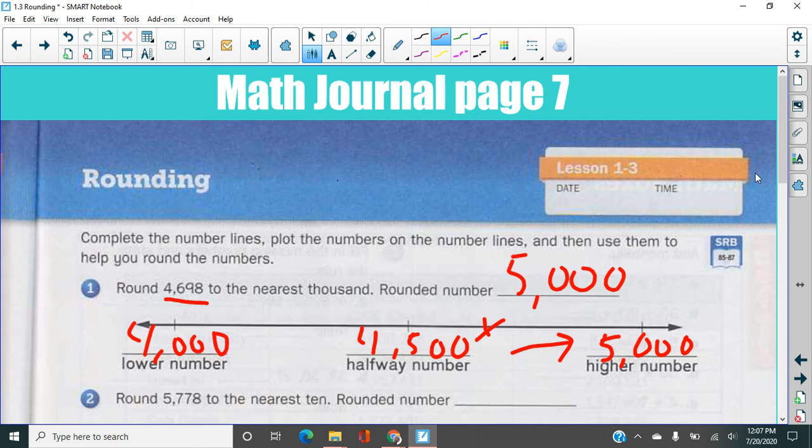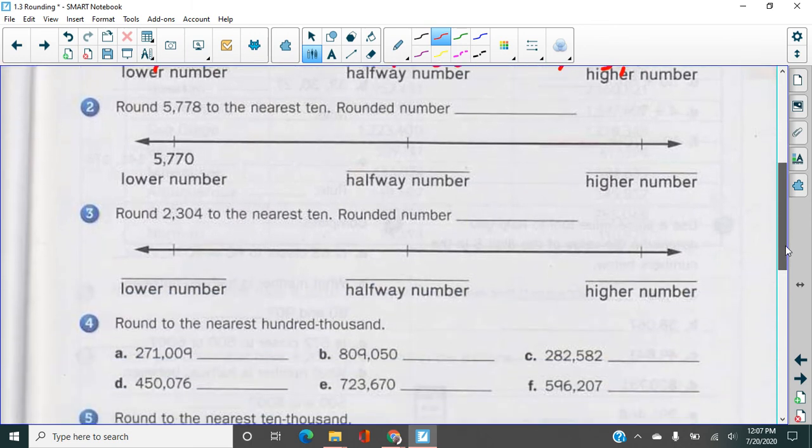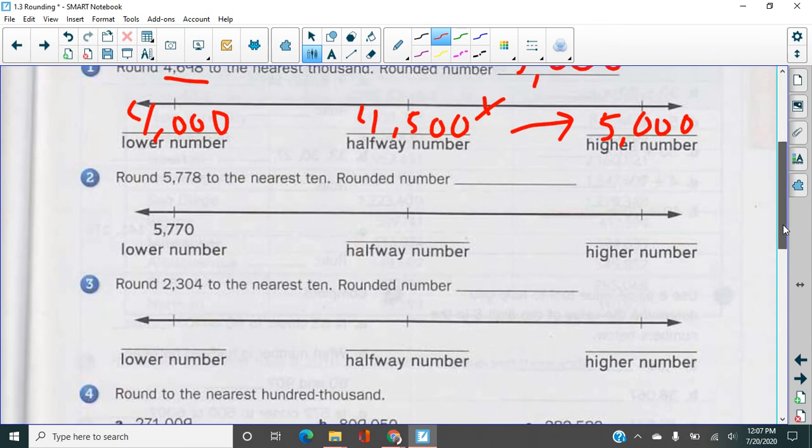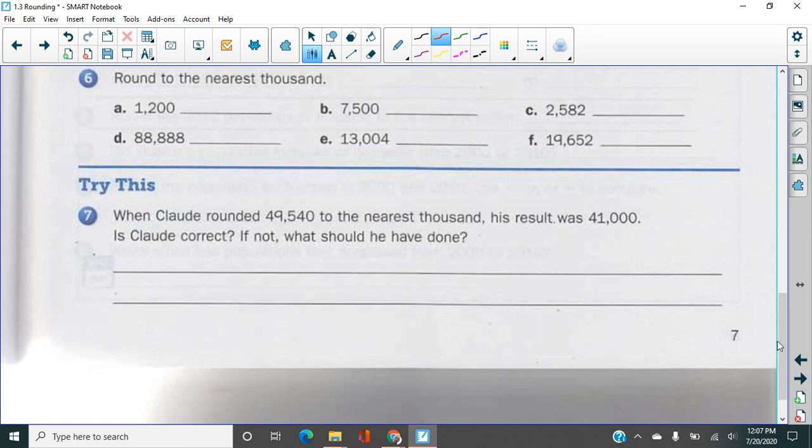So you're going to continue this math journal page. You've got numbers to round here. If the number lines are just confusing, just skip over those and just fill in the rounded number. If you like what we were doing most of the time in the video better, that's fine. Okay. And then down here, a little word problem for you to do.